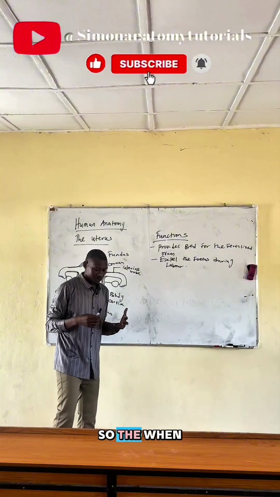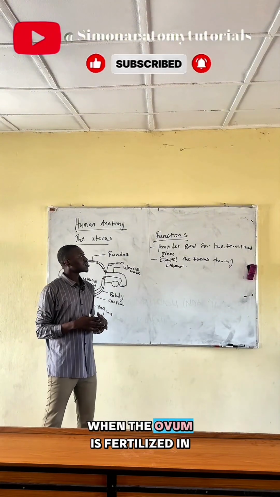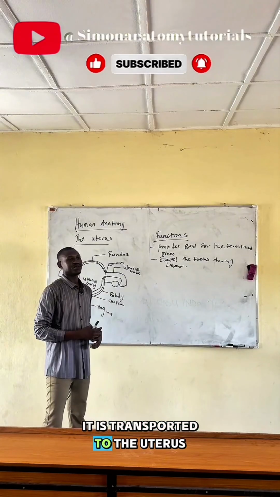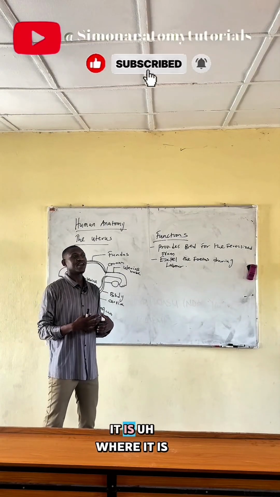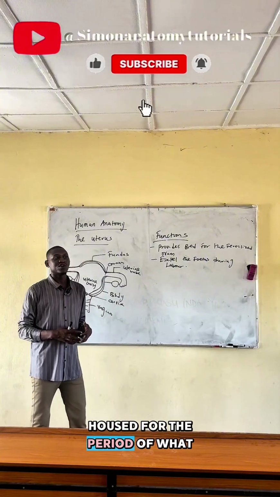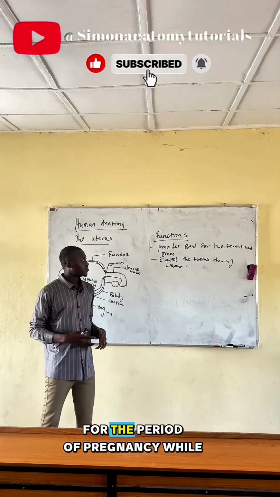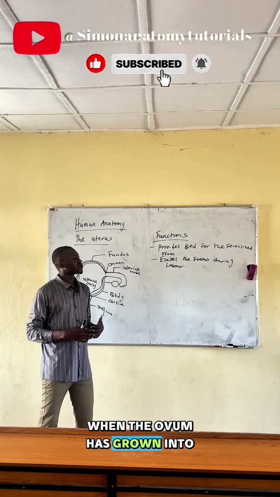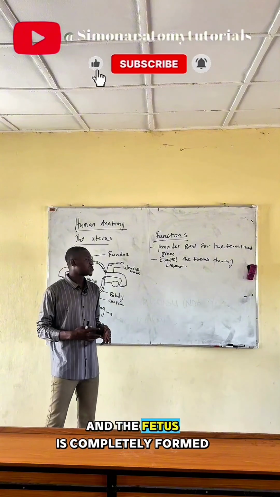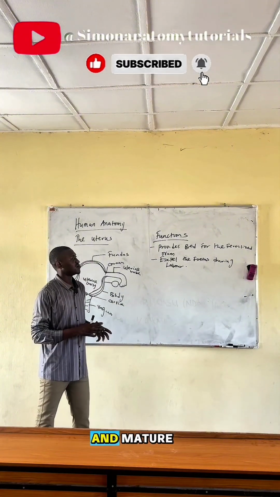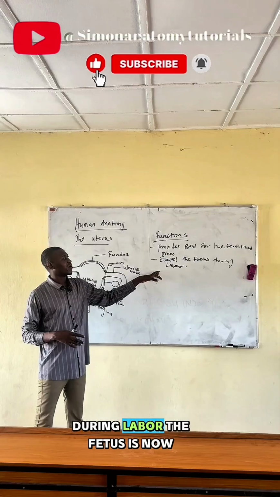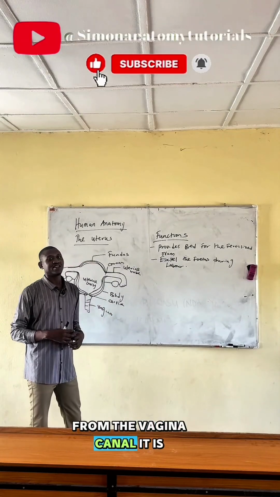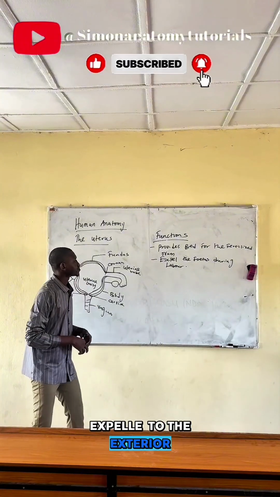So when the ovum is fertilized in the ampulla of the fallopian tube, it is transported to the uterus where it is housed for the period of what? Development, for the period of pregnancy. When the ovum has grown into maturity and the fetus is completely formed and mature, during labor, the fetus is now expelled from the uterus to the vaginal canal. From the vaginal canal, it is expelled to the exterior.